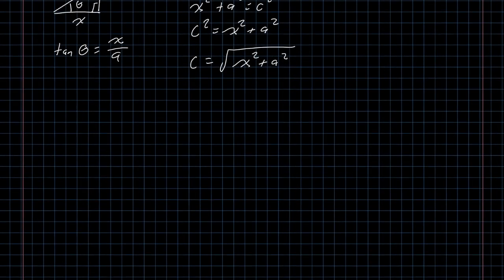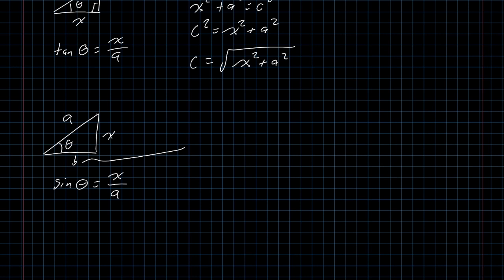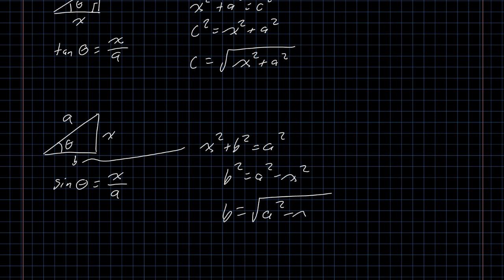And saving the easiest for last, in this configuration, we have the opposite leg, we have the hypotenuse. Sine of theta is equal to x over a. And the remaining leg, if we call that b, well, we're going to have x squared plus b squared is equal to a squared. And b is equal to the square root of a squared minus x squared.